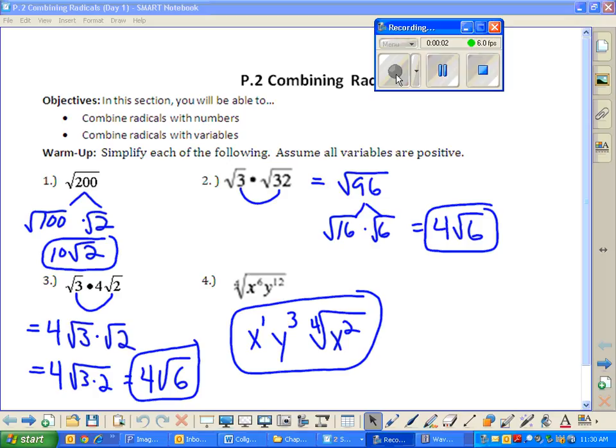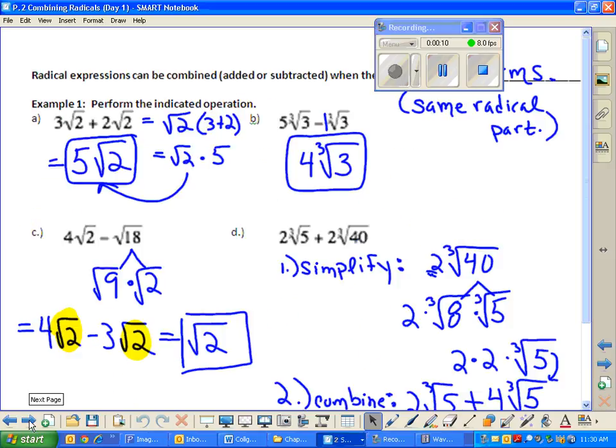So the first thing I'm going to have you do as you're flipping to today's notes is look back at what we did yesterday. The phrase I said I need you to walk out the door with is that idea of combining like radicals. In other words, you could add or subtract radicals when they have the exact same radical part. So these are the types of problems that we did in class yesterday.